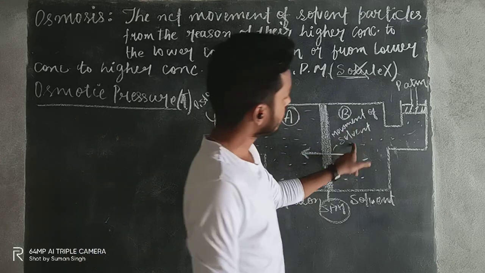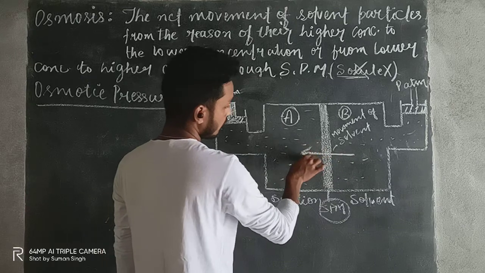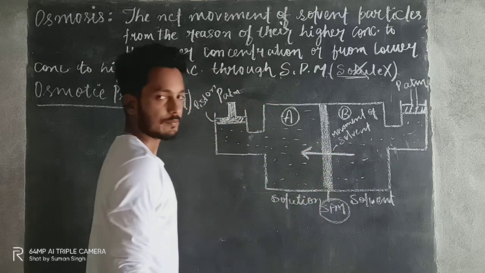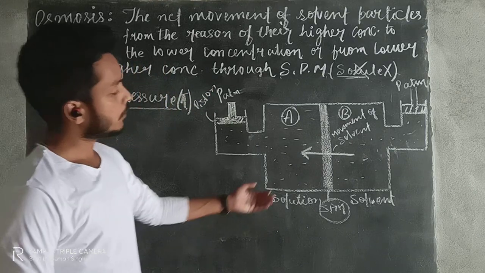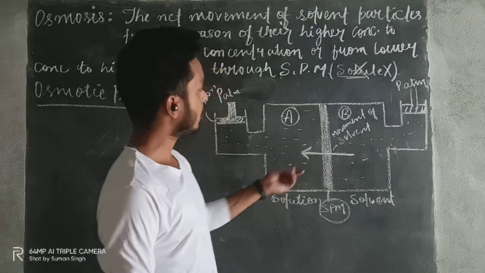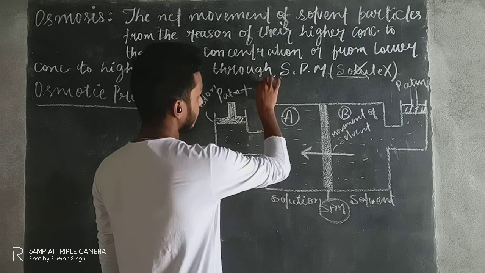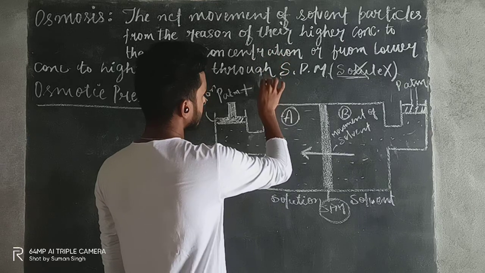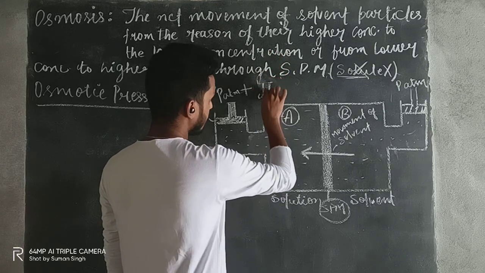So the movement of solvent particle started like this. Okay, the movement of solvent particle has started like this, from this side to this side. Now to stop the movement of this solvent particle from this chamber to this chamber, what we will do? We will apply a pressure. Okay, we will apply a pressure pi.